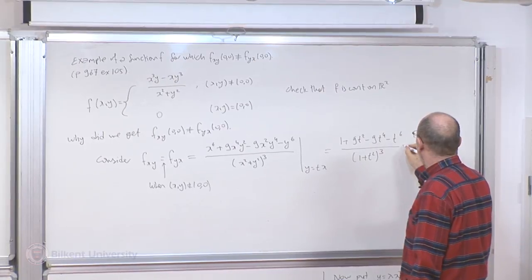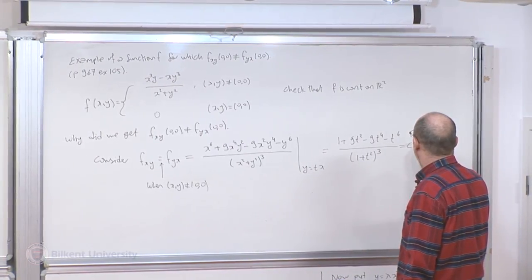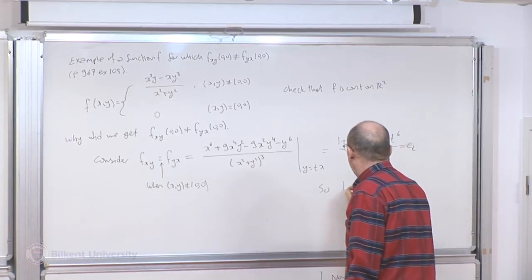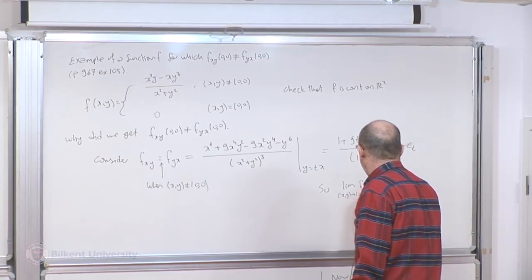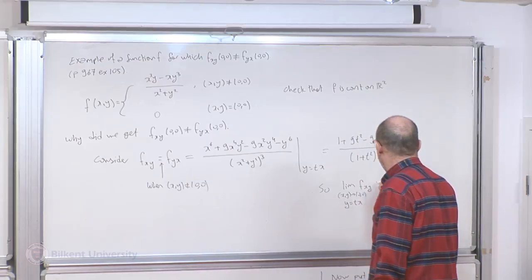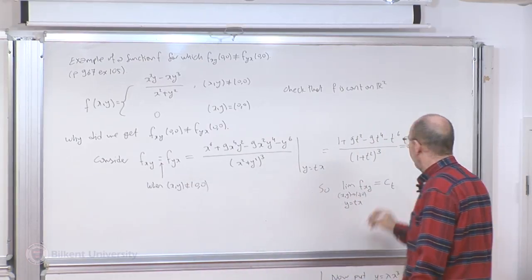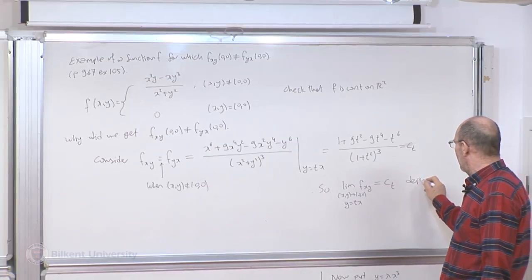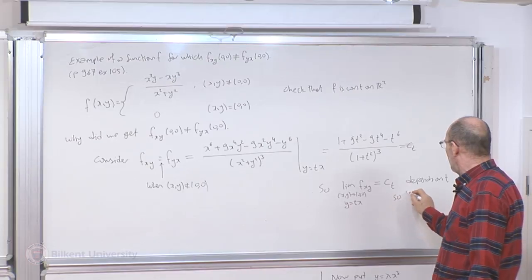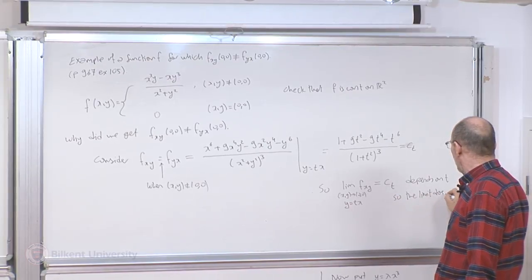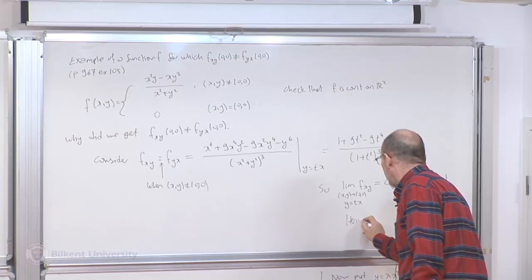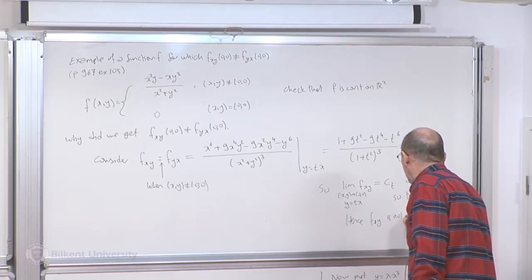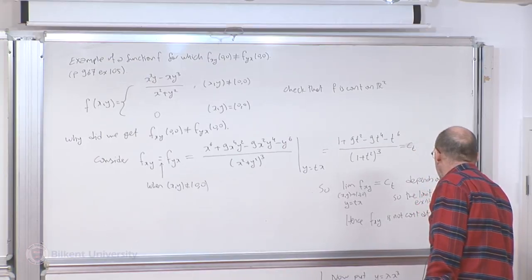So let's give this constant that depends on t a name. The limit of f xy as (x,y) goes to (0,0), but restricted to the path y = tx, is equal to c(t). It depends on t. So the limit does not exist. Hence, f xy is not continuous at the origin.